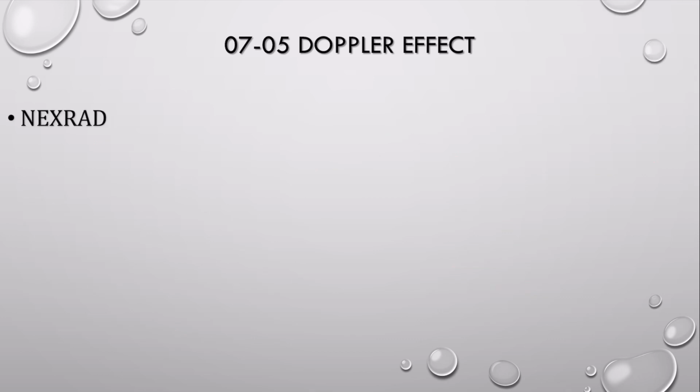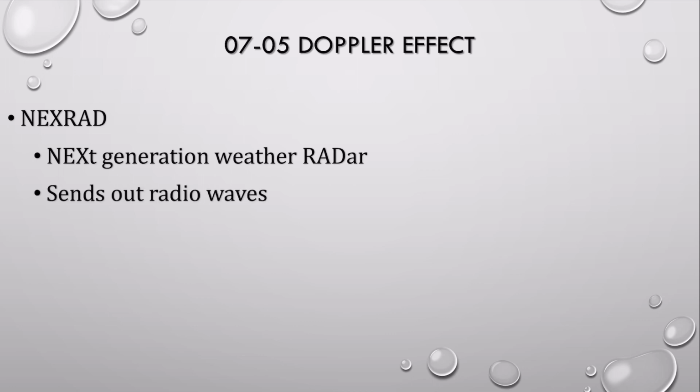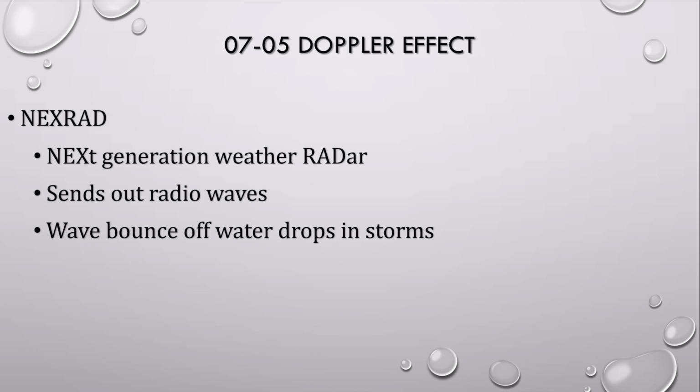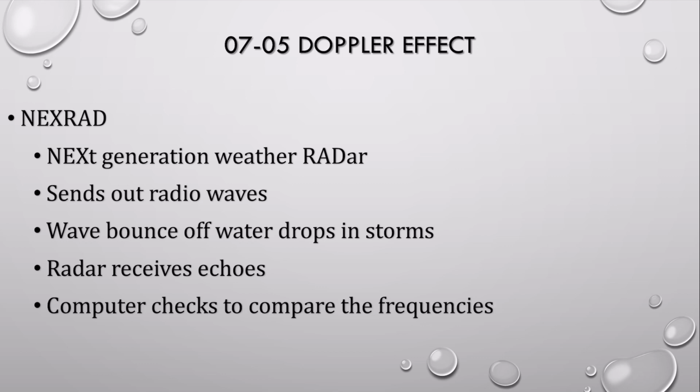An application of the Doppler effect is NEXRAD, which stands for Next Generation Weather Radar. So this is weather radar. It sends out radio waves, and the waves bounce off water droplets and storms. The radar receives the echoes, and then a computer compares the frequencies between the echoes and the original signal. From that, they can see the change in the frequency, and from that change in frequency, we can see how fast the rain is moving towards or away from the station.